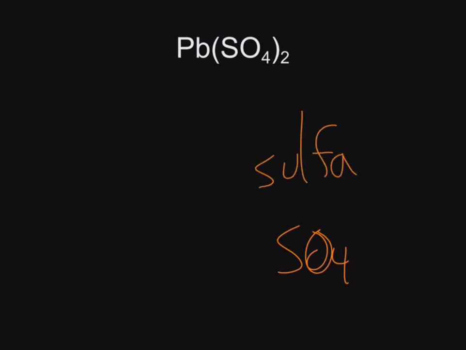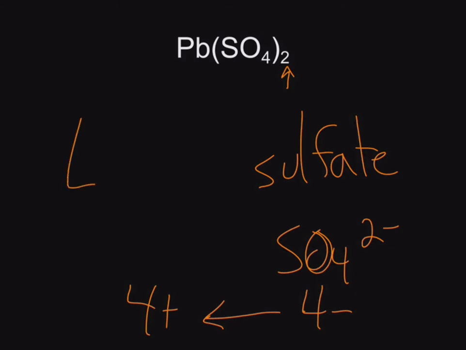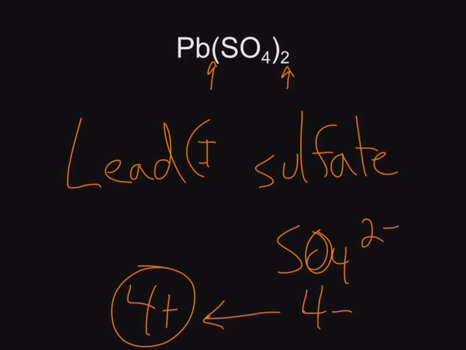Pb(SO4)2. SO4 is a polyatomic ion called sulfate. Has a charge of -2. According to the formula, there are 2 of them, which means 2 times -2 is -4. Means the total positive charge has to be 4, which means that the lead, since there's only 1 lead, 4 divided by 1 is 4. So it's lead(IV) sulfate.